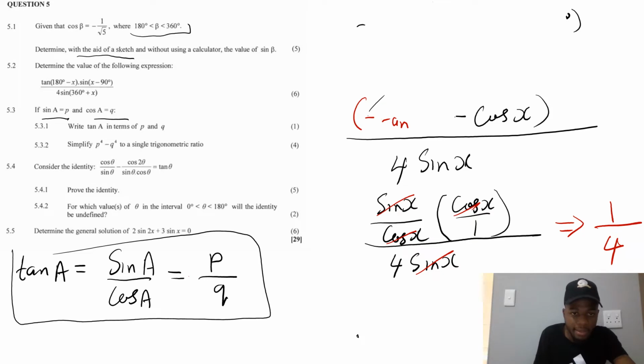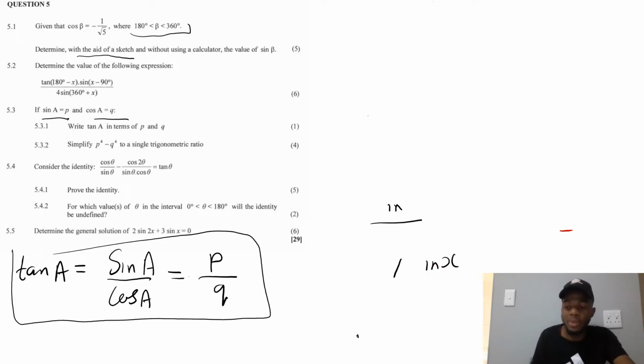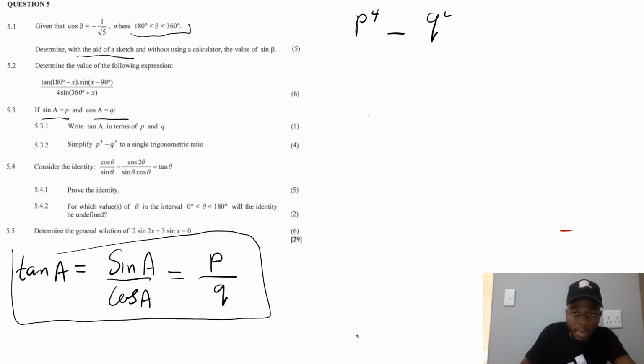We are given, okay, simplify P to the power 4 minus Q to the power 4. The first thing you need to do there is to factorize. Let's factorize this expression. We are having P to the power 4 minus Q to the power 4.